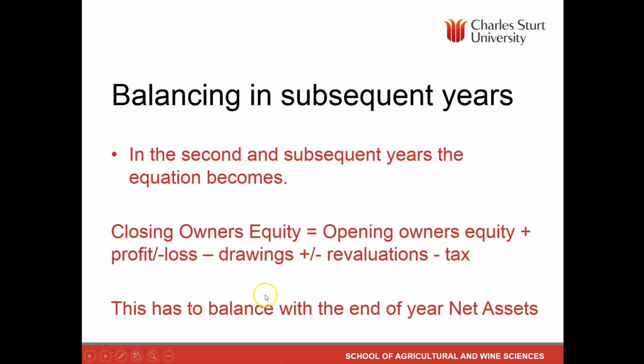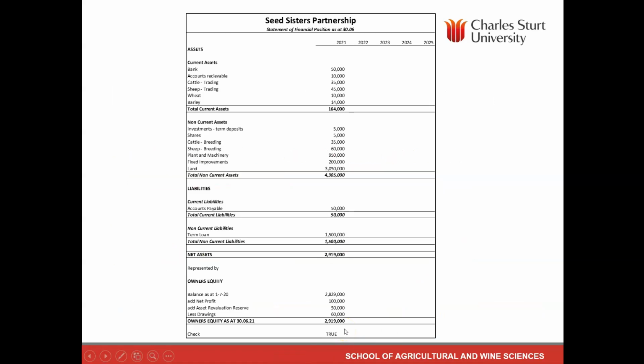Now you may see this equation listed a little bit differently if the net profit figure has been used. If it's net profit, the tax has already been deducted. If we're looking at our gross operating profit, the tax hasn't been taken off, so we do need to add that on the end. So this has to balance with the end of year net assets. So what does this look like? This is what we're aiming for.